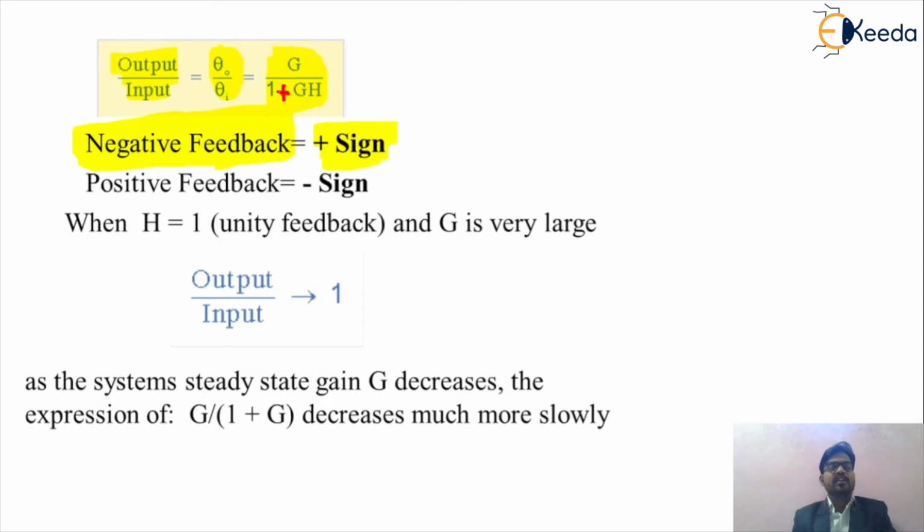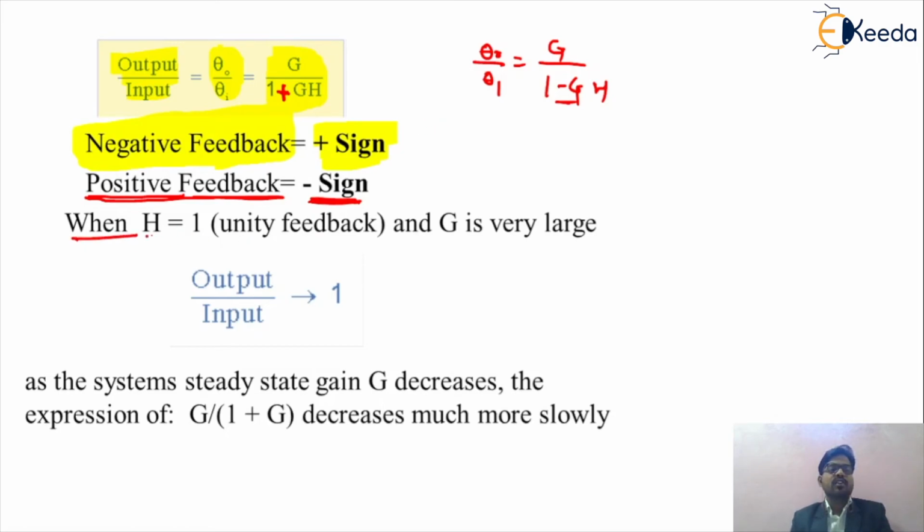So we are taking the term which is positive sign. If the feedback signal is positive, then the transfer function term will be represented by G divided by 1 minus GH. The minus sign will indicate the feedback is positive. Okay, so this will be the second thing.